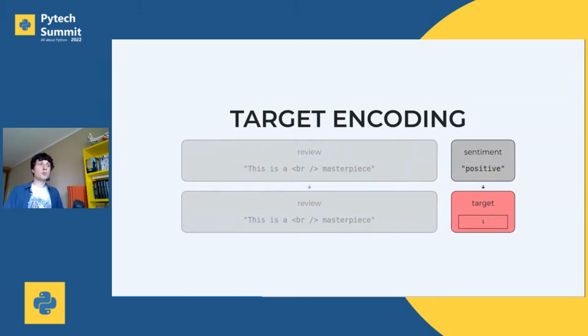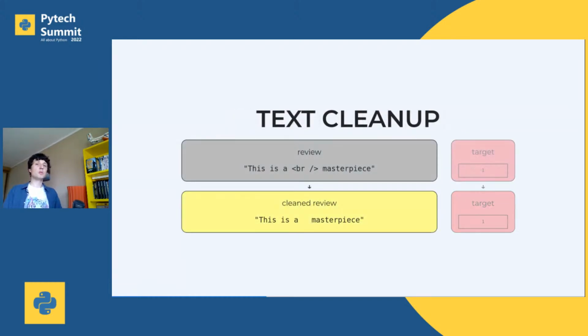First thing we're going to do is encode the target. So whenever we see the sentiment being positive, we're going to output 1. If we see negative, we're going to output 0. The next thing we need to do is a little bit of text cleanup, because those reviews contain HTML entities, which we don't really care about. We're going to replace all of those with spaces.